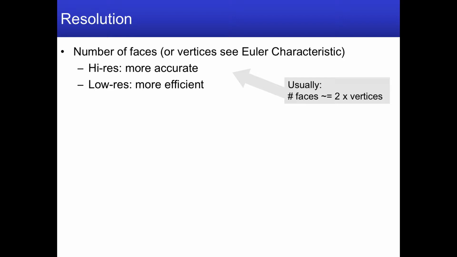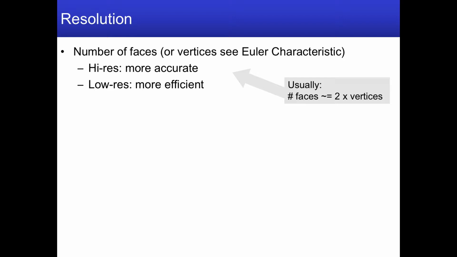Okay, so what is the resolution of a mesh? It's usually the number of faces or number of vertices. In the next lecture I will talk about the Euler characteristic, which is a mathematical concept that relates the number of vertices and the number of faces of a mesh. In general, the number of faces is 2 times the number of vertices. It seems counterintuitive sometimes, but you can try to count, and this is the case, okay? Believe me. And if you have a high resolution mesh, usually you consider the number of faces, because the number of vertices is a consequence of the number of faces.